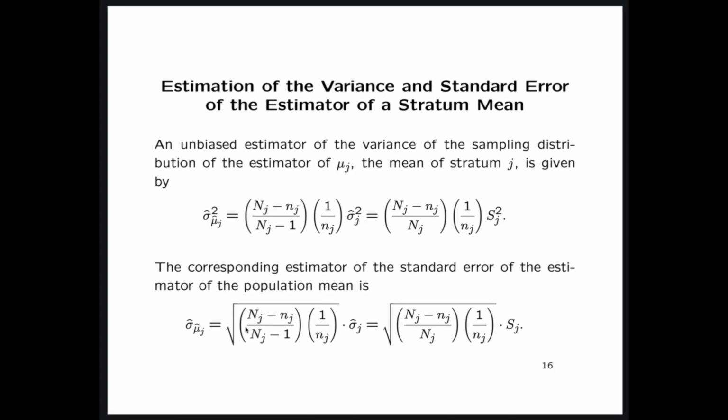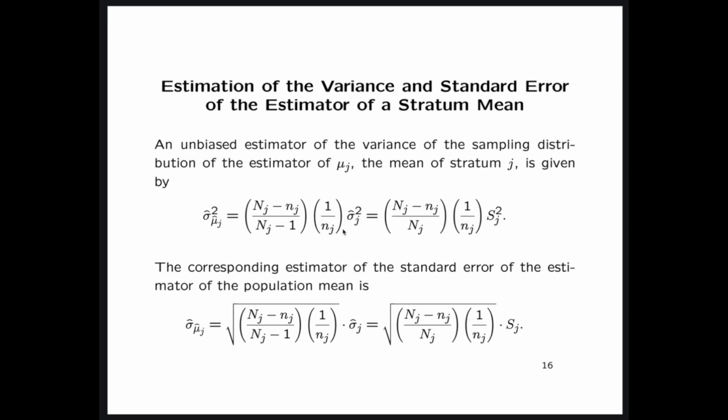And so that's what we're doing on the next slide, estimation of the variance and standard error of the estimator of a stratum mean. Now again, I want to point out that so far there's nothing new here. Everything that we're applying is based on what we did back in the previous module on simple random sampling. What we're doing is treating each stratum as its own separate population, at least that's one way to think about it, in order to come up with these estimators and the standard errors of the estimators. All right, and so in order to get the estimator of the variance of mu hat sub j, what we need is the estimated variance of the jth stratum.